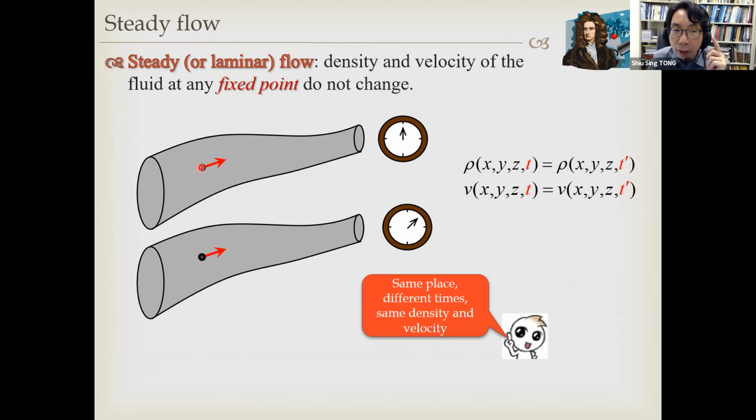Okay, so if I look here, I measure the density of the fluid at time t, and I measure the density of the fluid at another time, which I call t prime, at the same position, I get the same value. And also for the velocity. So it means if I measure at the same place and at different times, I get the same value for the physical quantity.